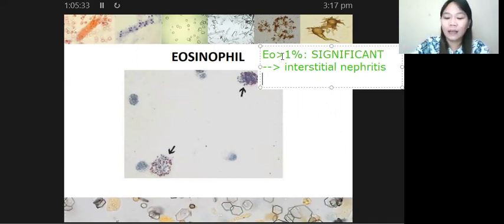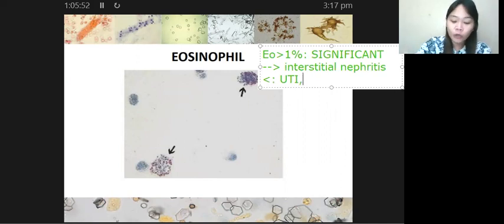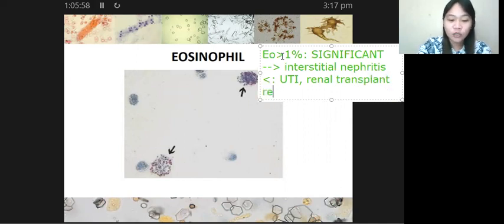decreased, ilagay ko lang, okay? We are also considering decreased numbers of eosinophils as significant. So if, for example, your eosinophils are present in decreased numbers, it can indicate urinary tract infection or renal transplant rejection.